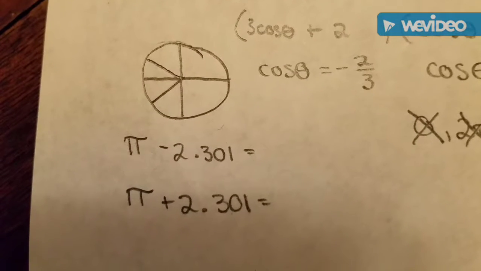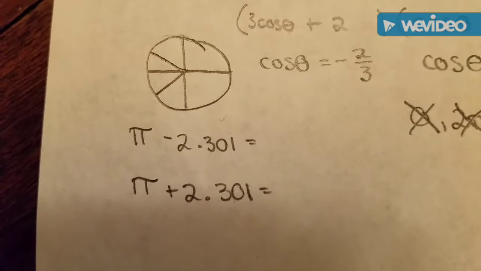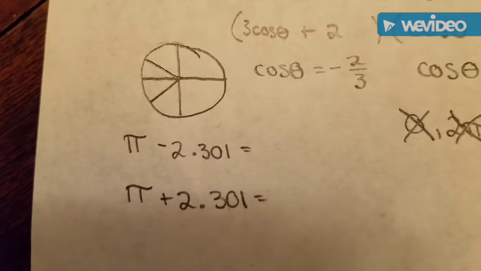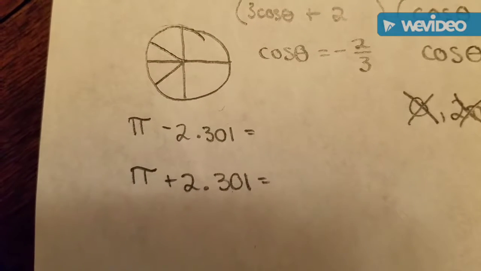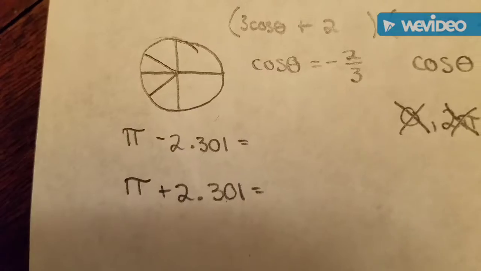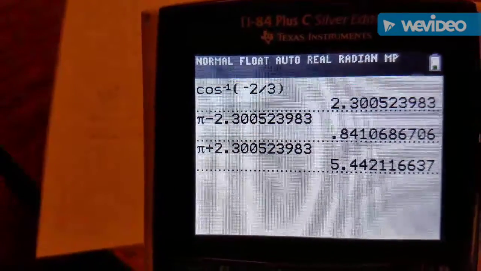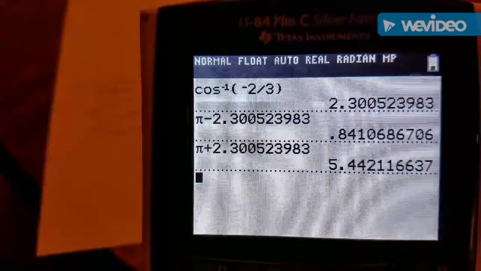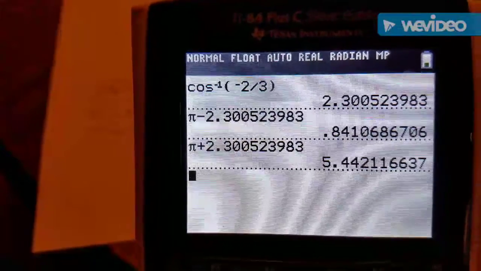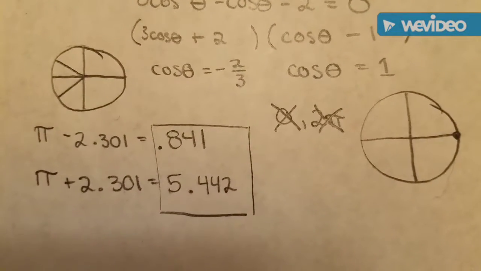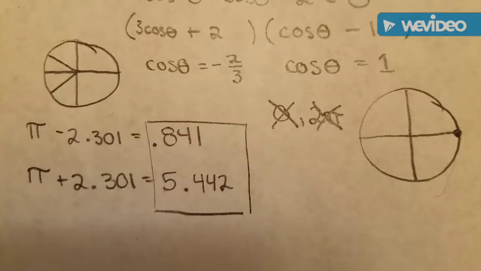So since we're looking for values in these second and third quadrants, we're going to have to plug in pi minus 2.301 in our calculator to get the second quadrant value, and pi plus 2.301 to get the third quadrant value. So our two answers are going to be 0.841 and 5.442. So these will be our two final answers, and they do not repeat, so we do not add the 2 pi n.